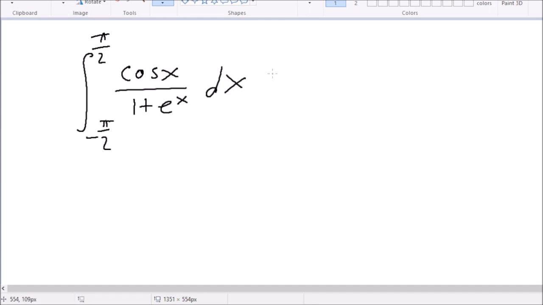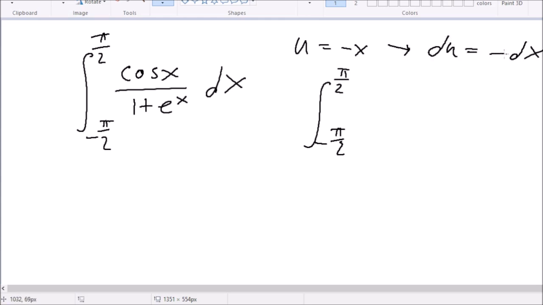That's not an odd function, for sure. Oh! Let's try ninja substitution. u is equal to negative x. Then this stays the same because I can just absorb the negative. So what I'm saying is du is equal to negative dx, but that negative can keep the reciprocal.